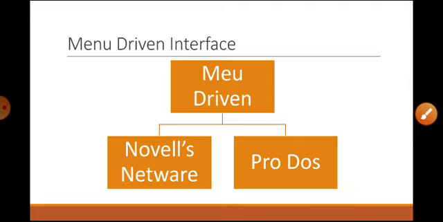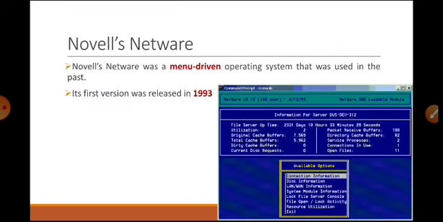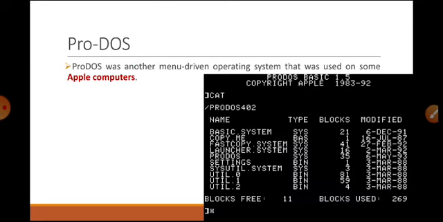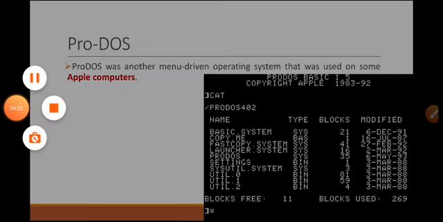Menu driven interface was used in Novell's NetWare and ProDOS. These two are also operating systems. Novell's NetWare was introduced in 1993. You can see its interface that is given in the diagram. Then the second operating system which uses menus is known as ProDOS.